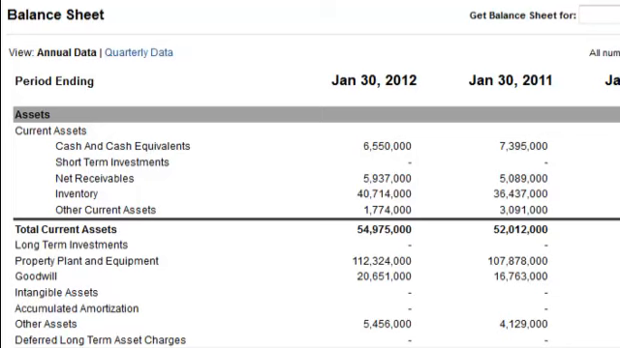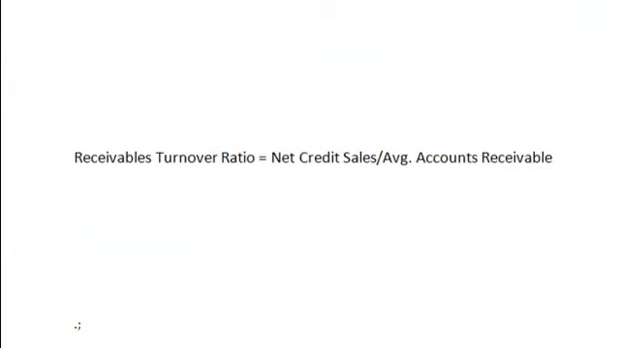To do this, we're going to need two separate financial statements: the balance sheet and, for the corresponding time period, the income statement. So we're going to get this information right quick for you. Before I do that, I'm going to show you the actual formula you're going to need, so you can write it down. Here is the formula. Receivables turnover ratio equals net credit sales divided by the average accounts receivable. It sounds really complex, but it's not. Let me show you right quick.